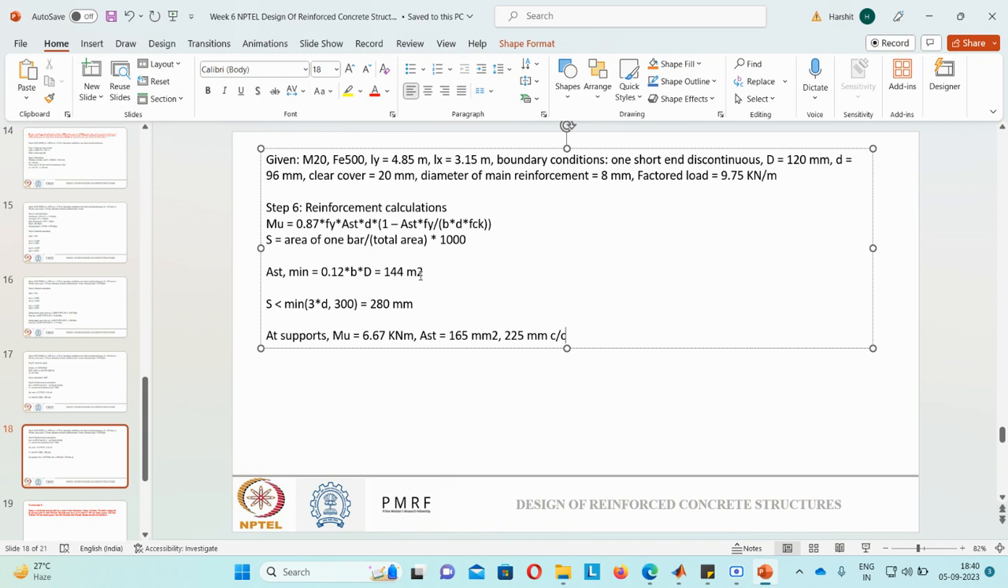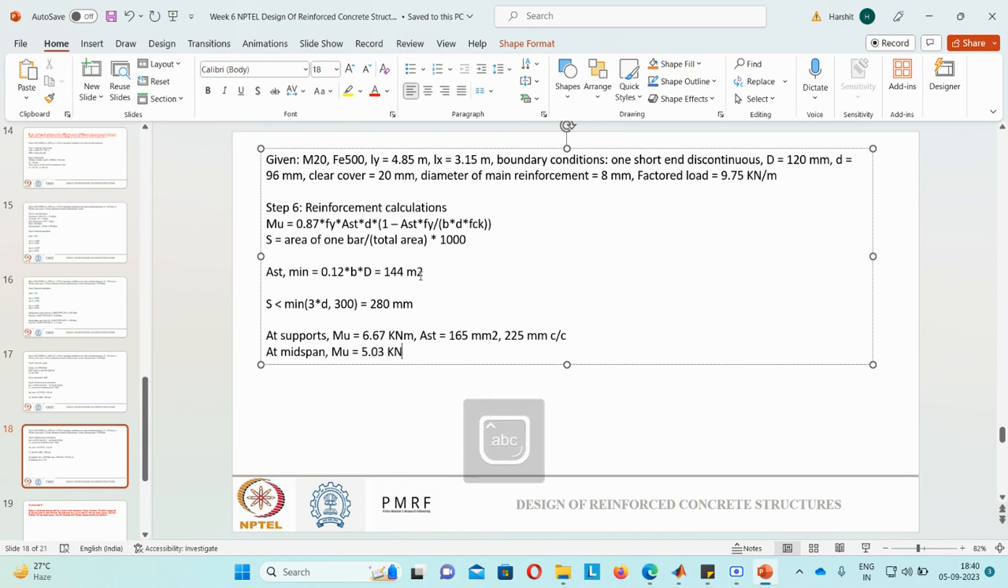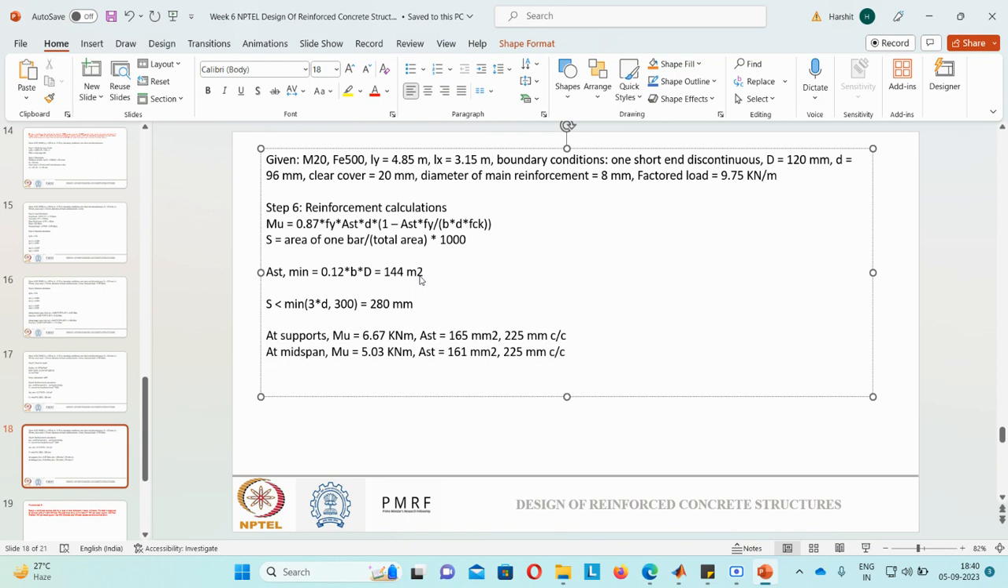Similarly at midspan in the shorter side, Mu is 5.03 kilonewton meter. So you will get Ast as 161 mm square, and the spacing of the 8 mm rebars that we provided can again be 125 center to center. Just make sure that you are not varying the spacing a lot, so that in the end detailing is easy.